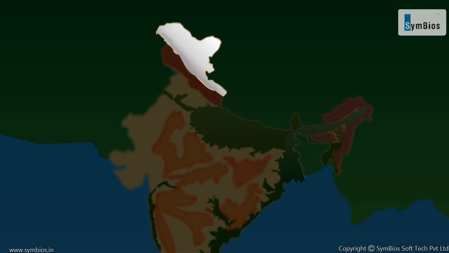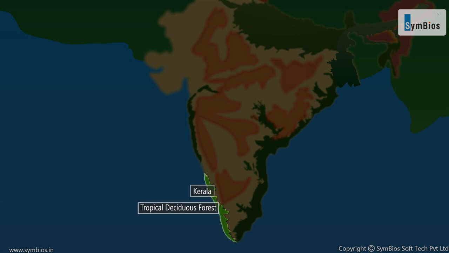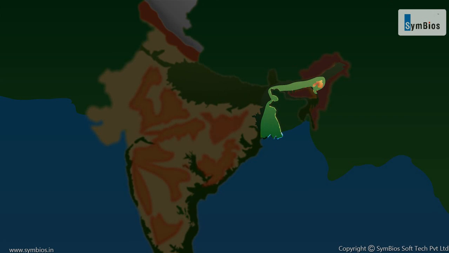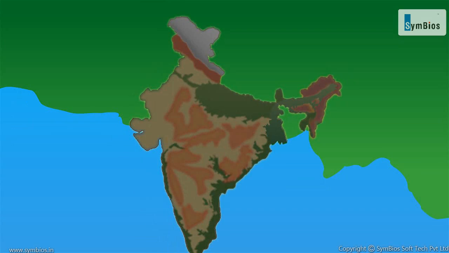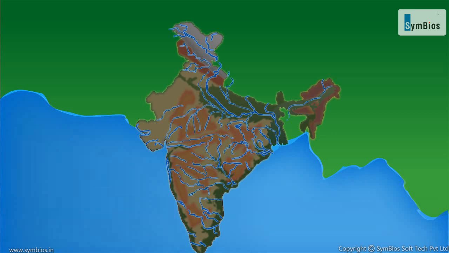In India, the Ladakh region comes in the tundra biome, while the tropical deciduous forest biome is found in Kerala. West Bengal and Assam represent the tropical rainforest due to their climatic conditions. Rajasthan, Punjab, Kutch and Gujarat have the desert condition of hot dry summer and scanty rain.